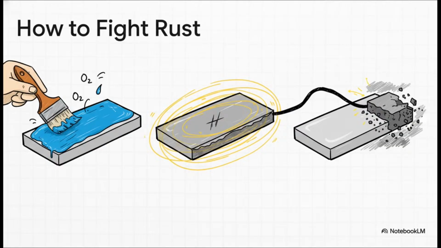But a much more clever method is galvanizing, where you coat the iron with zinc. Now think back to our Daniell cell. We know zinc is way more eager to lose its electrons than iron is, so if that coating gets scratched, the zinc will corrode first. It acts as a sacrificial anode, sacrificing itself to protect the iron underneath.